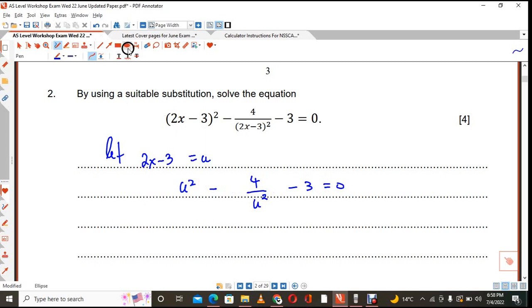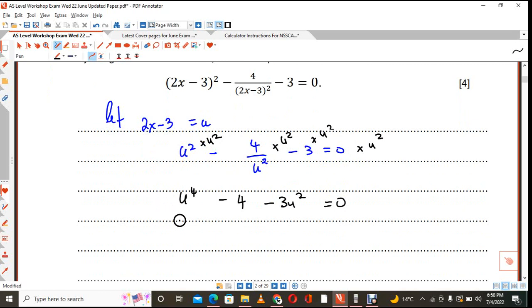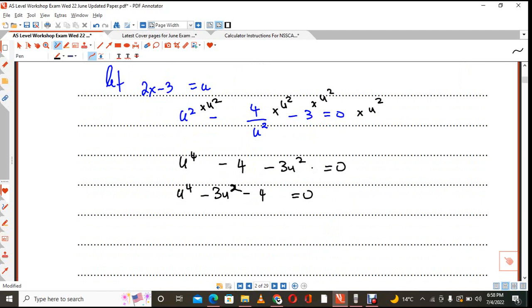Now, from here on, it's just a matter of simplifying this. So what I will do is clear the denominator by multiplying by the denominator in this term, as well as that term. Obviously, when you multiply on that side, it's just going to be 0. So we have u to the 4th minus 4 minus 3u squared is equal to 0. Basically, I will just rearrange this, because this is like a hidden quadratic, if you are familiar with that word. So when you are here, you can factorize.